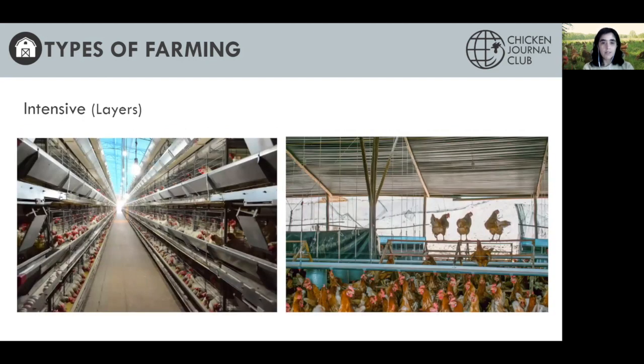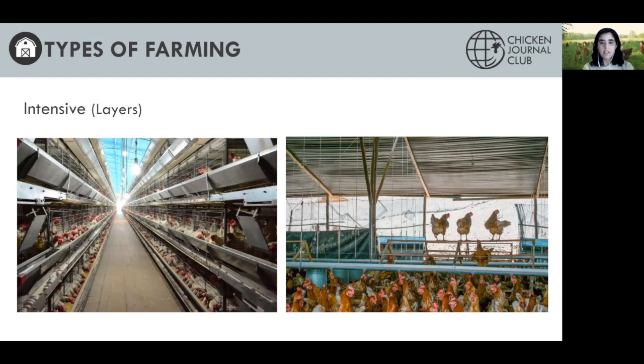As for layers, some intensive systems use battery cages. They are used to separate the eggs from the hen species and to facilitate the egg collecting process. They also restrict certain behaviors like predation and pecking, but also free movement, predisposing to several physical conditions. That is why they have been banned in several countries.